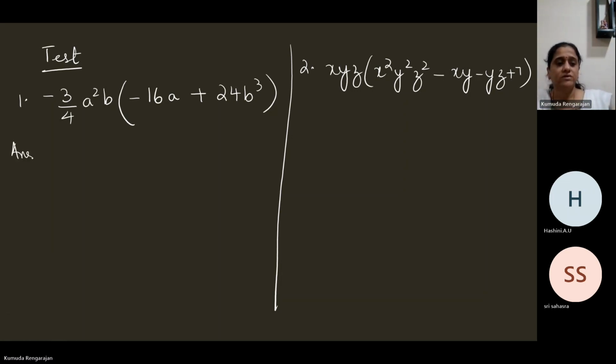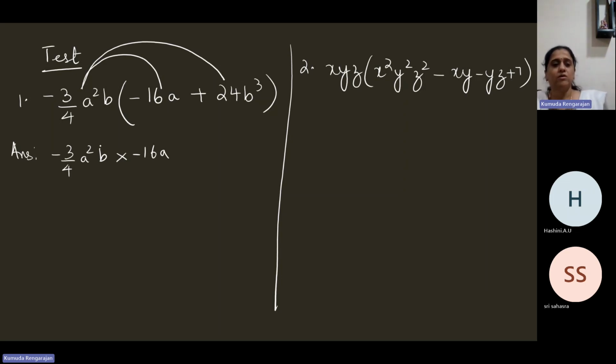Okay. Check your answer. I'm doing it. So we need to multiply this with the first term and this with the second term. So when you multiply minus 3 by 4 a squared b with minus 16a, you need to multiply these two. So this is nothing but minus 3 by 4 into minus 16.